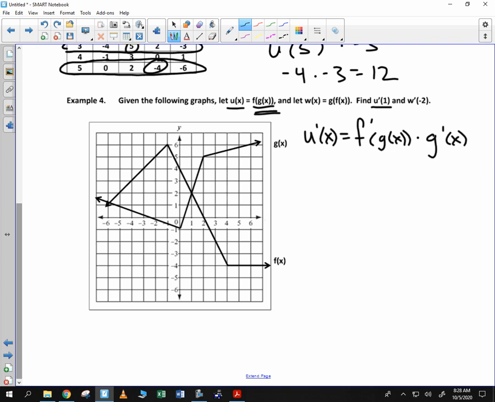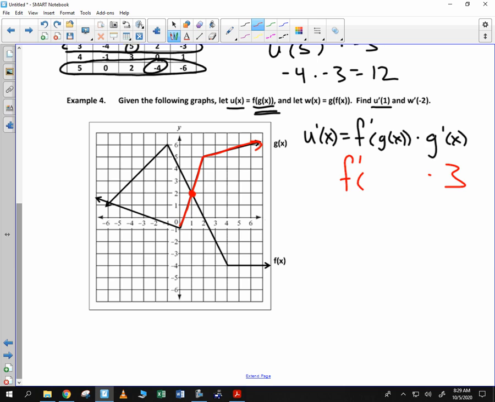Well, we're doing u prime of 1. So first I'm going to start with g prime of 1. You can see g right here. I'm looking at the derivative at 1, so right there. So what's the slope at that spot? It appears to have a slope of 3 times f prime of, now I need g of 1.